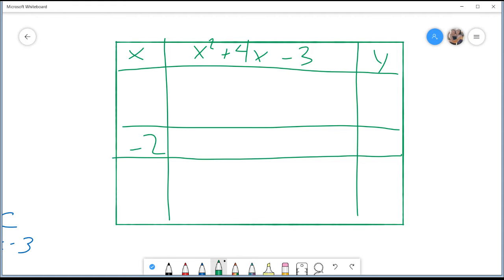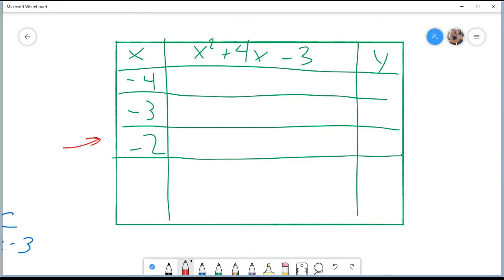What you want to do after you have your starting point is you want to pick the two numbers that are smaller than that number. So we're going to pick negative 3 and negative 4. Because if you do negative 2 minus 1, you get negative 3, and negative 3 minus 1, you get negative 4. So it's very similar to what we've done in the past with lines, except for we have to go 2 above and 2 below.